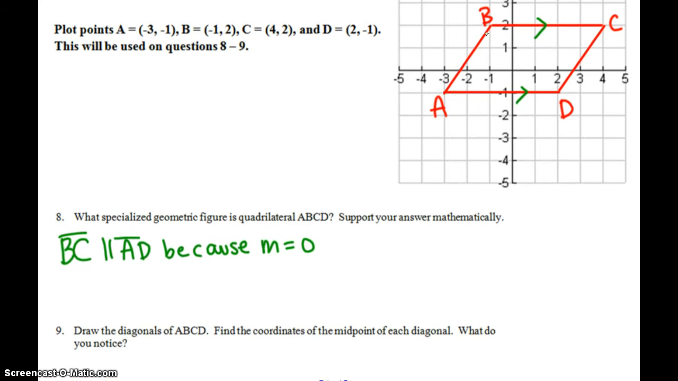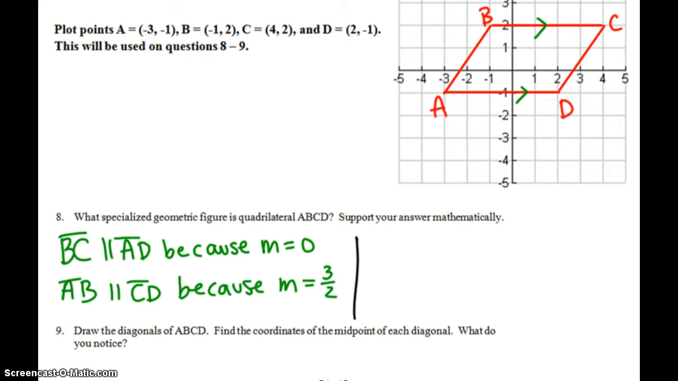Alright, now we check the slope of AB and DC. Remember, rise over run. We go up 3 over 2. The slope of this is 3 over 2. And the slope of DC, up 3 over 2, is also 3/2. So AB must be parallel to CD because their slopes equal 3/2. So that's the first part. We already know that this is at minimum a parallelogram.